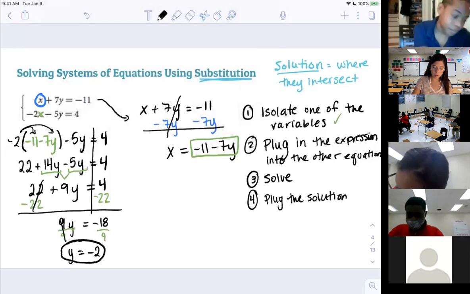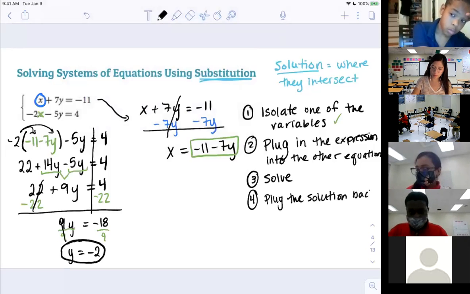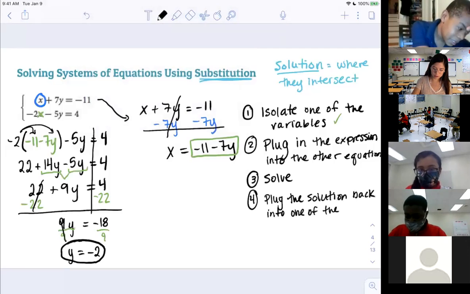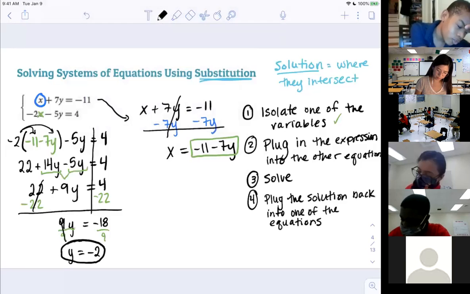Does it matter which equation I plug it back into? No. Nope. It's easier to do the x one, so you get like negative 11 plus 14. Yeah, so it's easier to plug it into the x equation. Like Daniel said, always pick the easiest one.